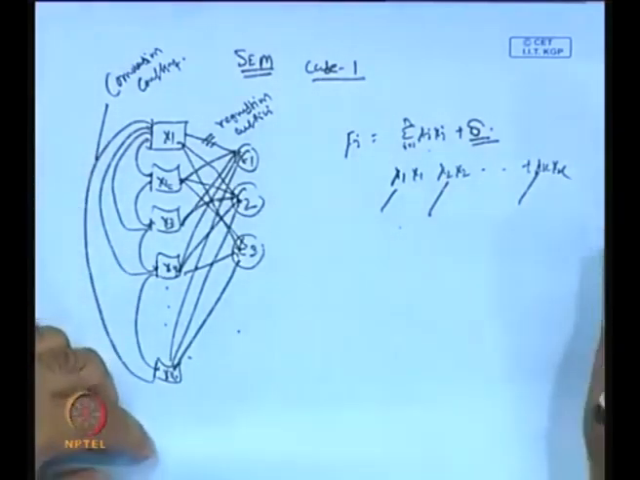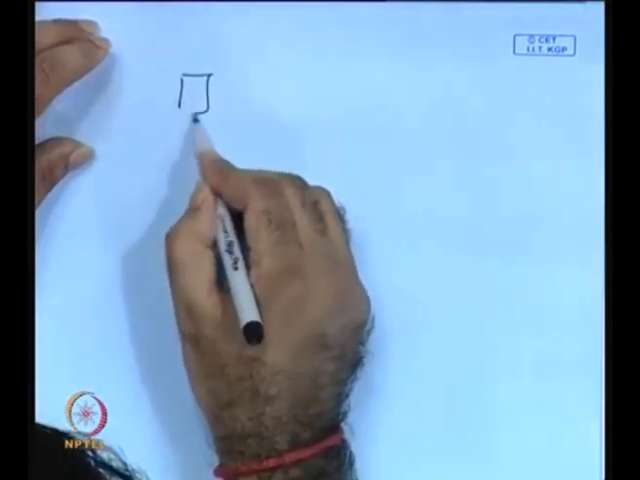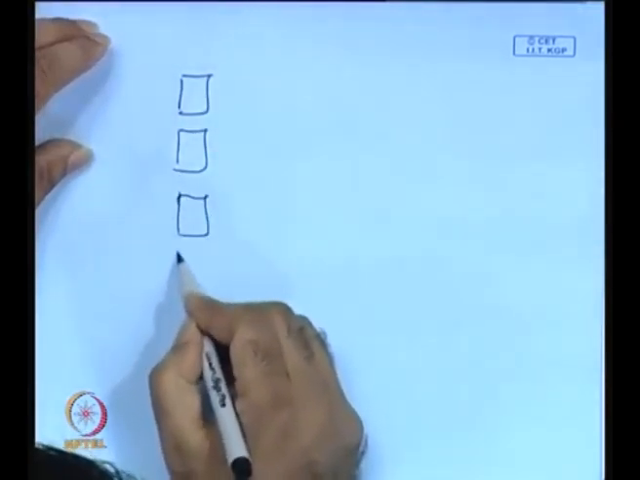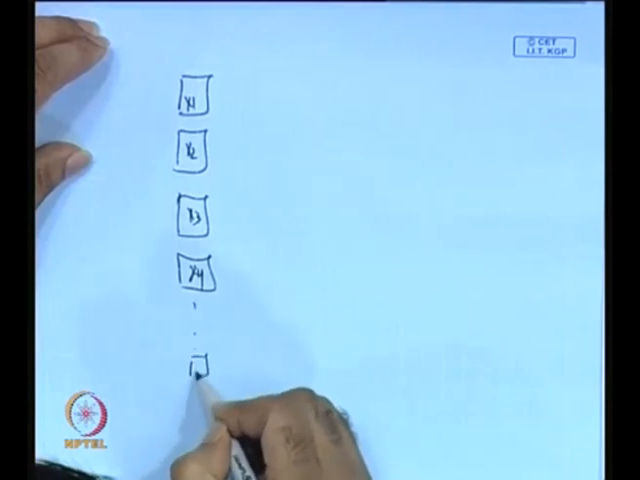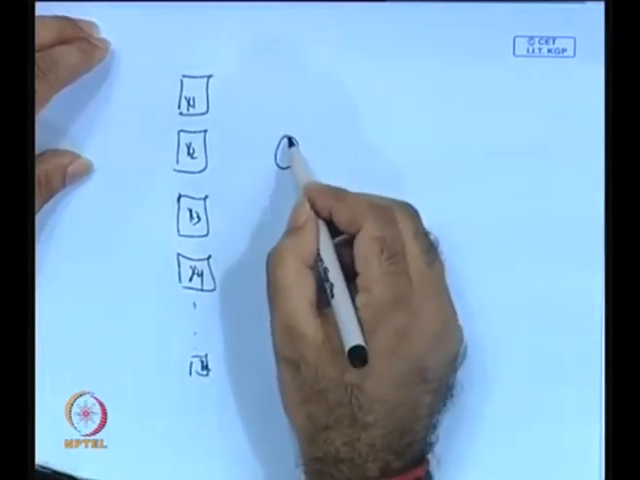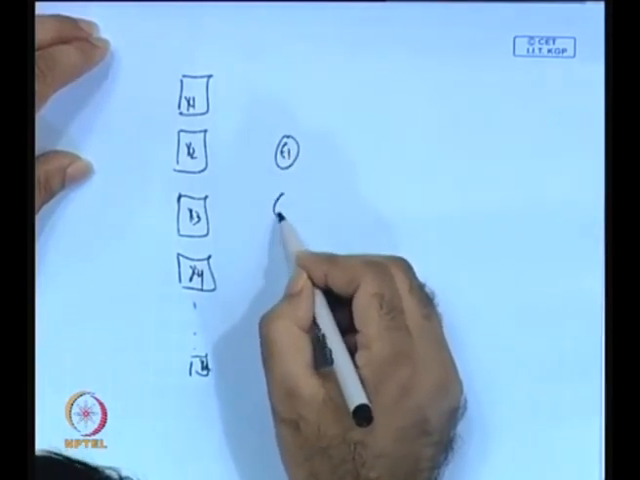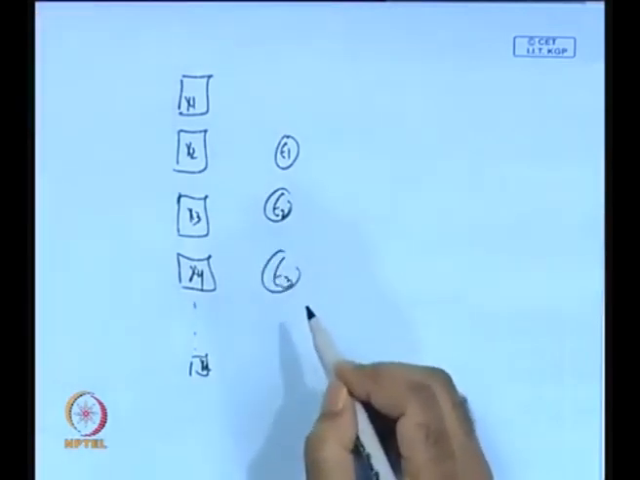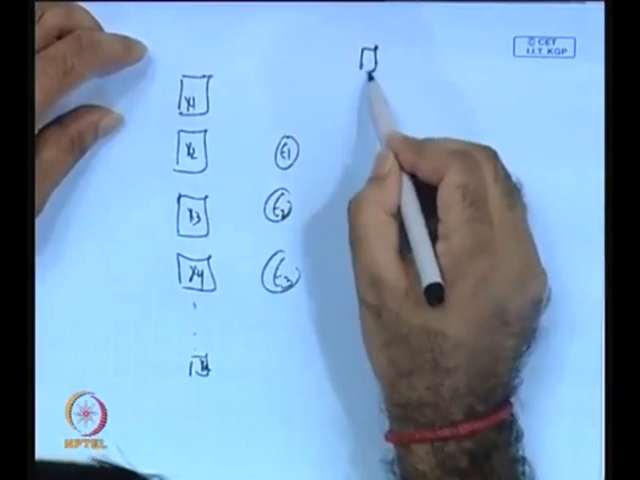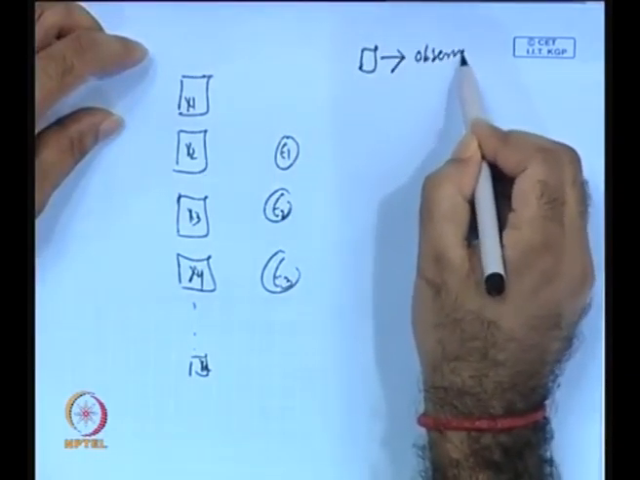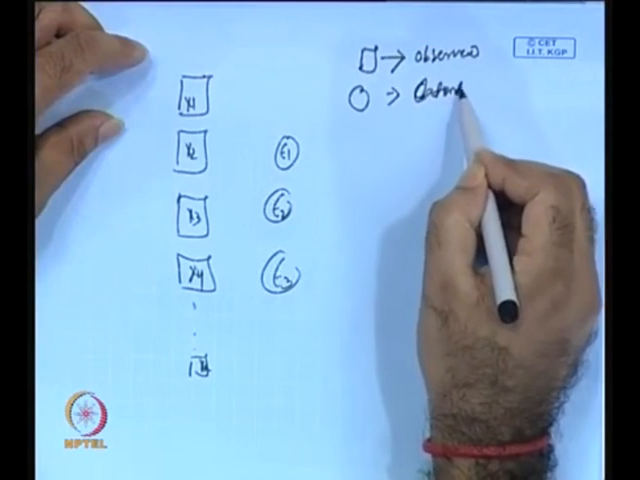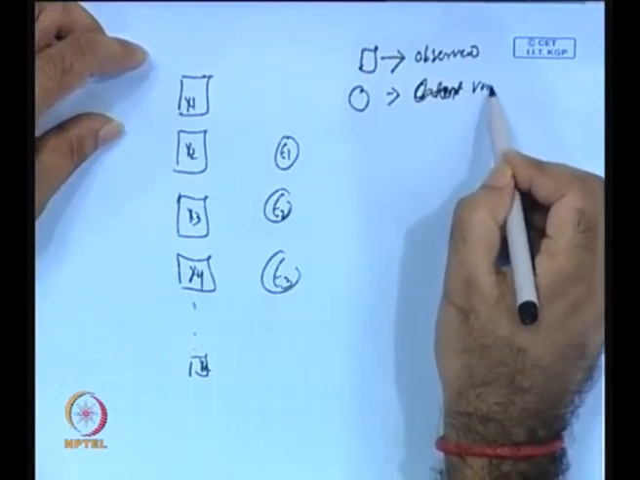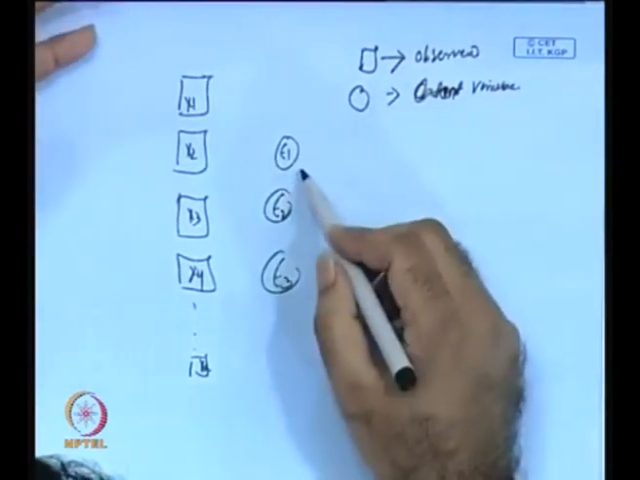So I will go a little bit more advanced than this particular structure. Let's say this is x1, x2, x3, then x4, continuing up to xk. Then obviously we have the latent variables, epsilon 1, epsilon 2, then epsilon 3. But you remember, this particular symbol is for observed variables, meaning readily available, and this particular symbol is for latent variables. We have to artificially create these latent variables, which are not directly available or observable.